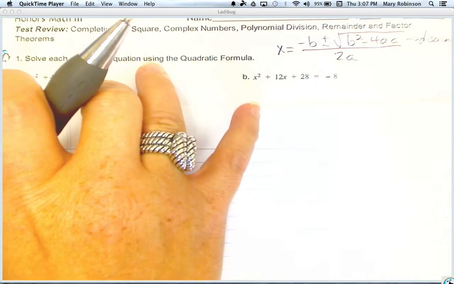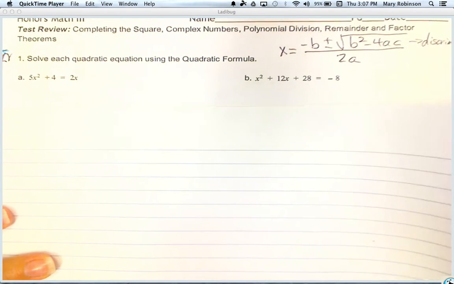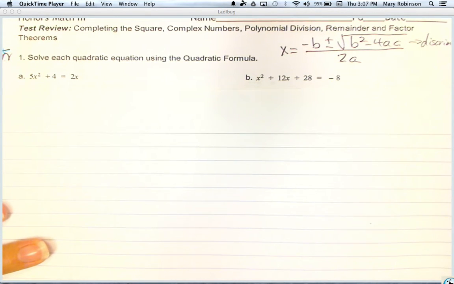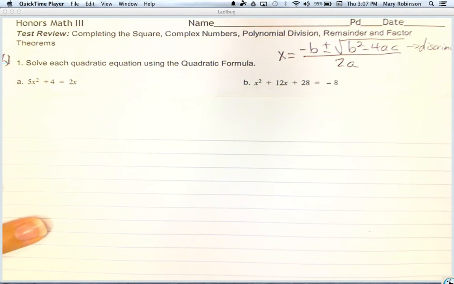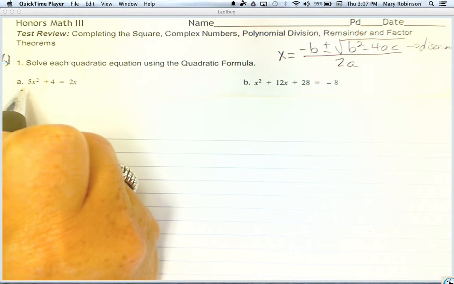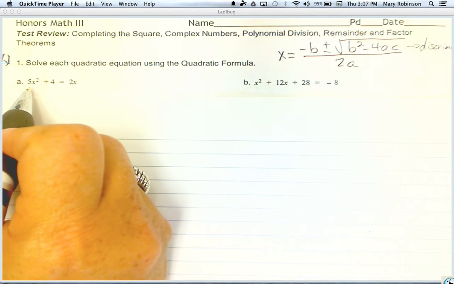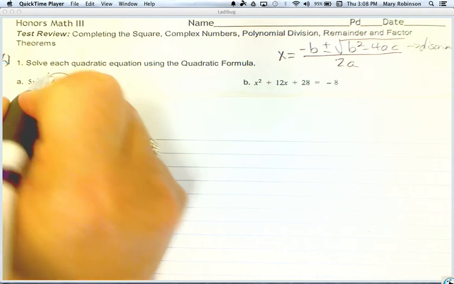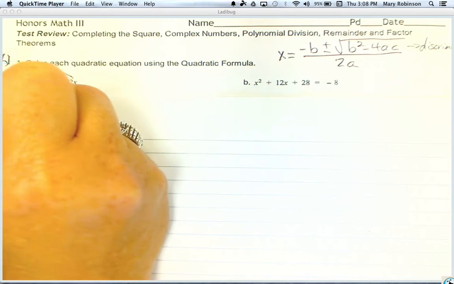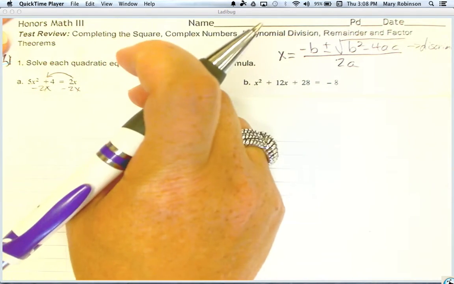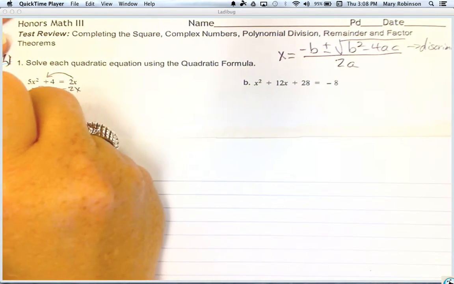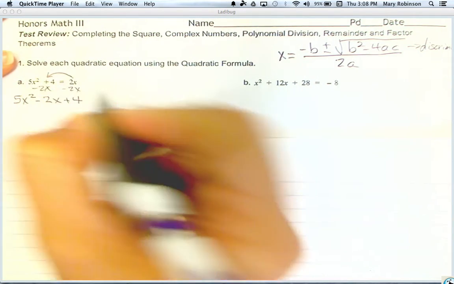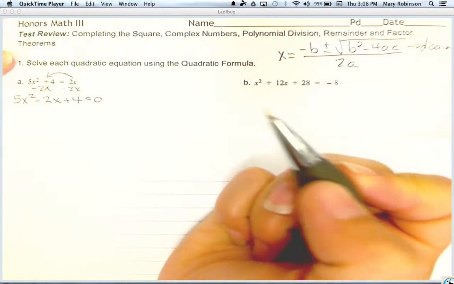Remember that in order to get started, we need to have all of our quadratic equations set equal to 0. So if you take a look at A, we do have a positive quadratic term. We always want to ensure our quadratic term is positive. It makes the process easier. And to set it equal to 0, we would need to subtract 2x from both sides, moving our linear term over. When we do that, we would get 5x squared minus 2x plus 4 is equal to 0.